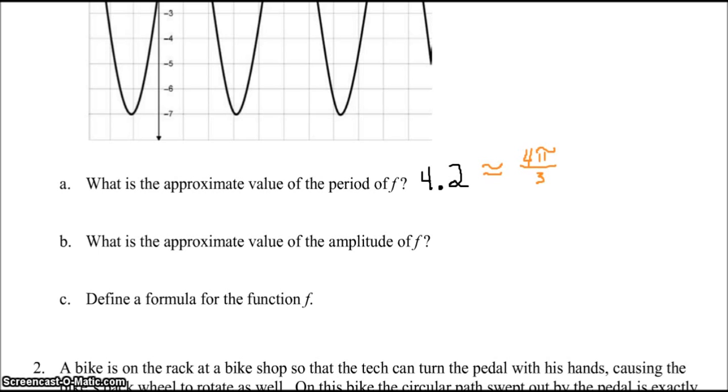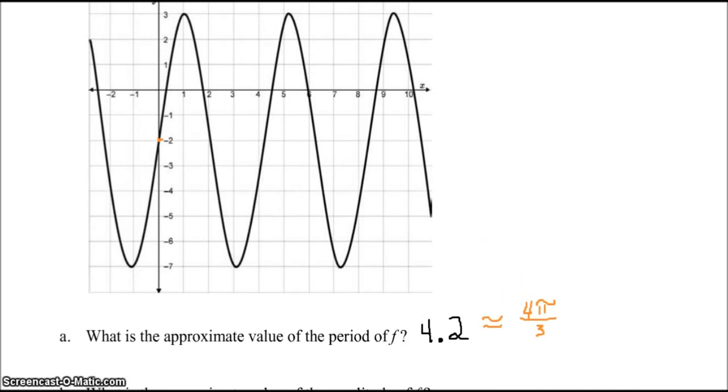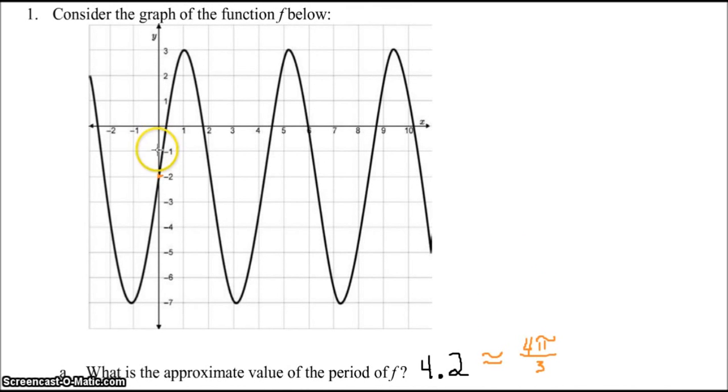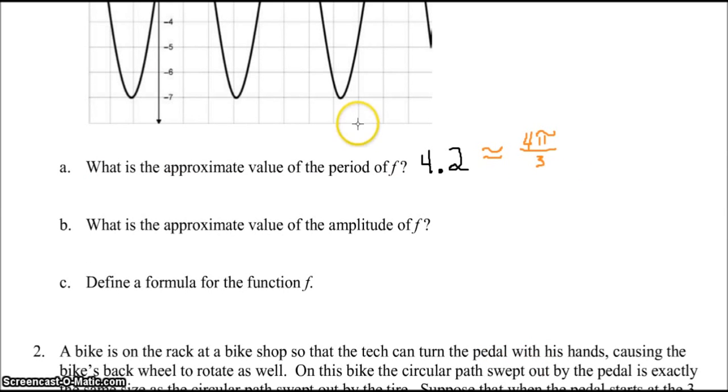That would be interesting. What is the approximate value of the amplitude of f? Notice that this function sort of revolves around this horizontal line. Then the amplitude is this vertical distance from that horizontal line that goes through the center of the function. The length of this vertical distance is the amplitude, and that's 1, 2, 3, 4, 5 units. So the amplitude appears to be 5. And that is indeed what the book has for that one.